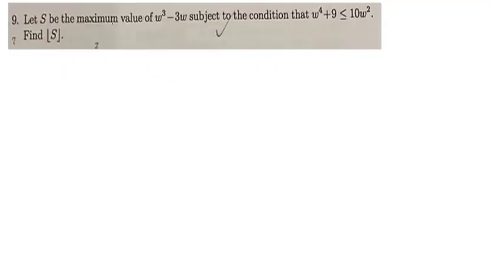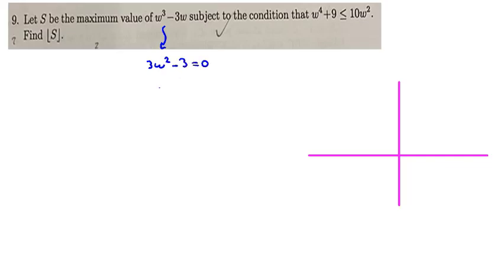Problem number 9, let S be the maximum value of W cubed minus 3W subject to the condition that we have this. Find G of S. Okay, again, we use two important things also before the exam. I told them at first differentiation and drawing approximately this diagram. If I differentiate, it will be 3W squared minus 3, and we want to see it is equal to 0. Then 3W squared is 3, W equal to positive negative 1. So in W equal 1 and W equal negative 1, the derivative is 0.